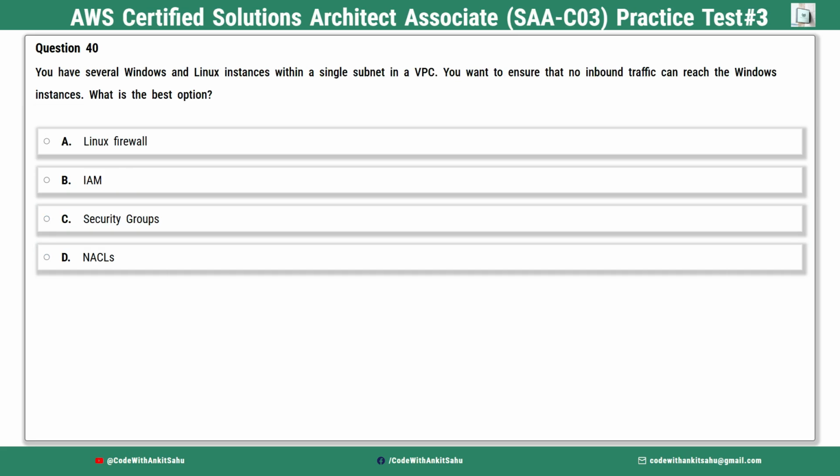Question 40. You have several Windows and Linux instances within a single subnet in a VPC. You want to ensure that no inbound traffic can reach the Windows instances. What is the best option? Option A. Linux firewall. Option B. IAM. Option C. Security groups. Option D. NACLs.